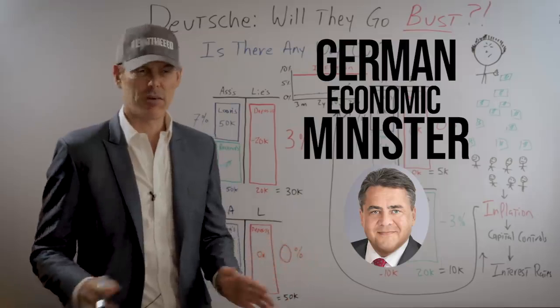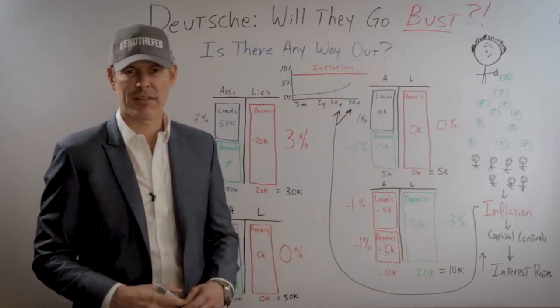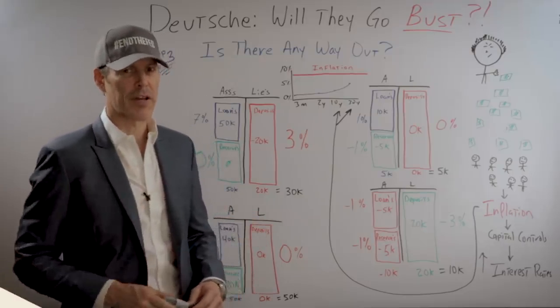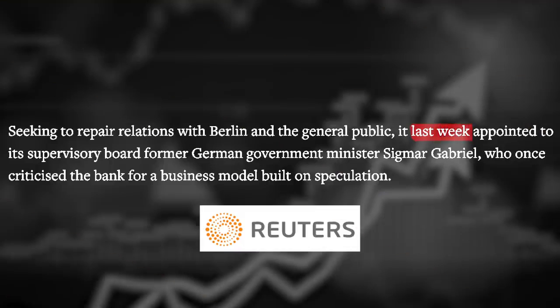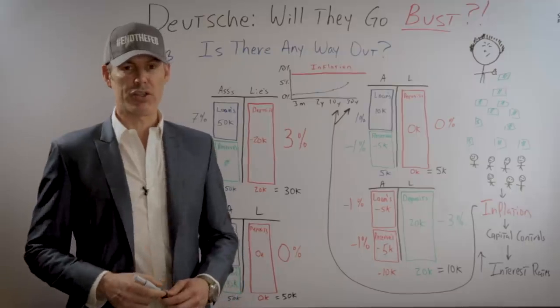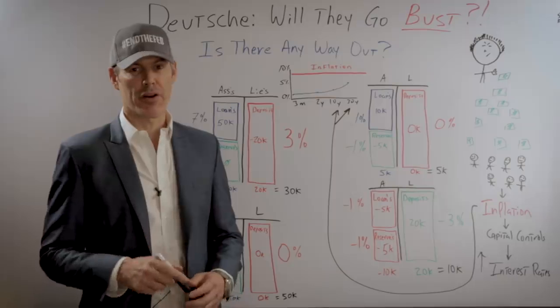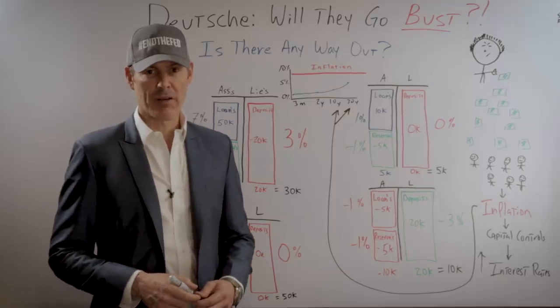Now you may be asking yourself, well, George, okay, fine. That was way back in 2016. Why are you telling me this now? Well, let's go right back to Reuters and you'll find out. Last week, and we're talking about January 2020, Deutsche Bank appointed to its supervisory board former German government minister Sigmar Gabriel. If I'm Deutsche Bank and I want the German government to bail me out, who else am I going to hire other than the former economic minister?